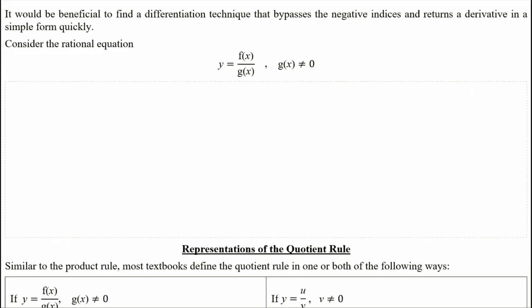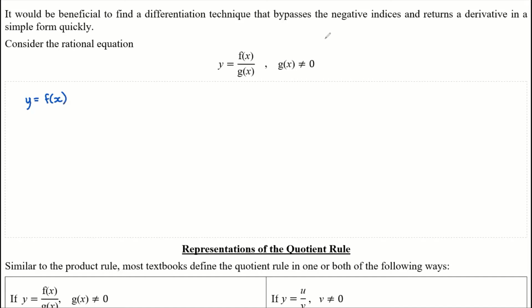Okay, so what do we want? We want to be able to bypass all that rewriting the answer using the product rule with negative indices, and maybe find a rule that will get us to the answer written in the way we want quicker. So I've asked you to consider a rational equation f of x over g of x, where g of x is obviously non-zero. And what can we do with this? Well, using the knowledge we've got already, I'm just going to write this as y is equal to f of x, and I'll write the g of x as a negative power.